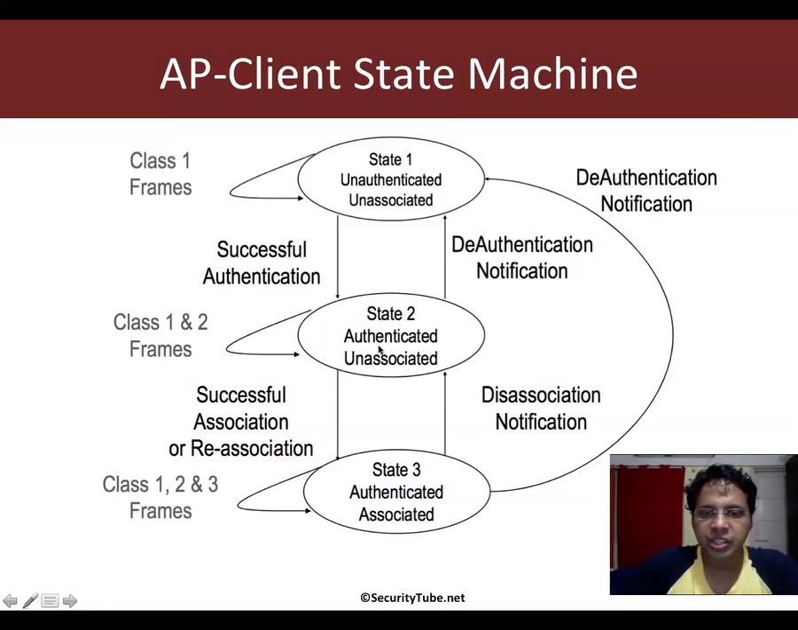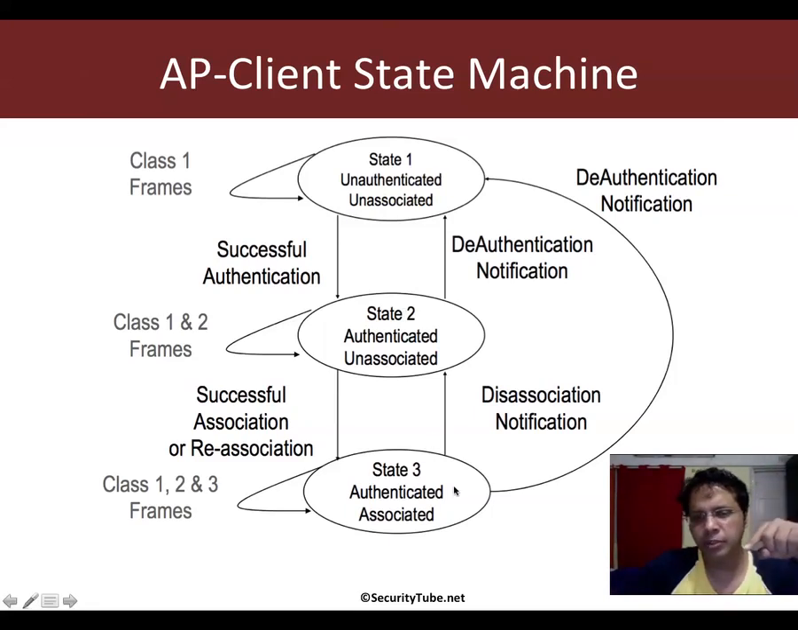Now, if authentication has succeeded, but we are unassociated for whatever reason, then we are kind of jailed in state 2, right? When we are in state 3, which is authenticated and associated, if a disassociation packet is sent, then we go back to state 2. We'll come to what a disassociation packet is in later videos. And from state 2, if we receive a deauthentication notification, which means authentication is chopped off, then we go back to state 1.